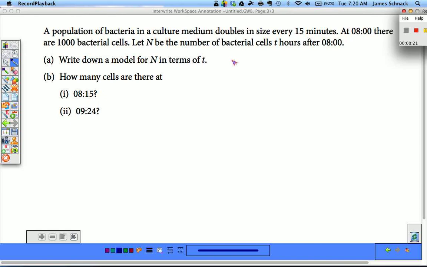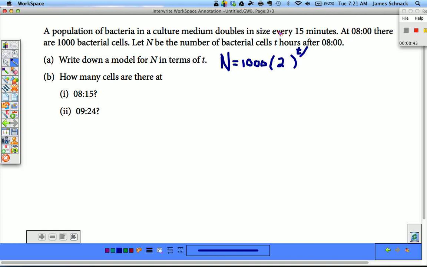So we're going to have n equals. This b is the initial amount, so that's going to be 1,000. Times, and this is exponential growth. It's doubling in size. We're getting bigger. The base is going to be 2. Now, what's the exponent going to be? It's going to be t divided by something.